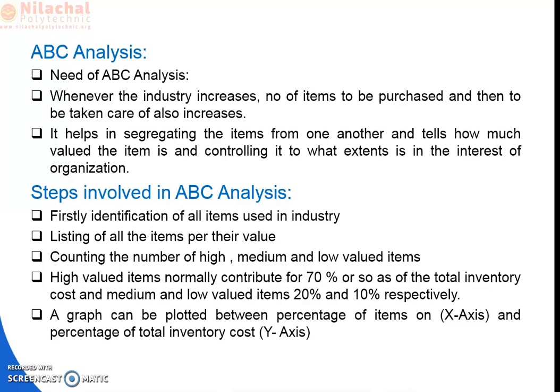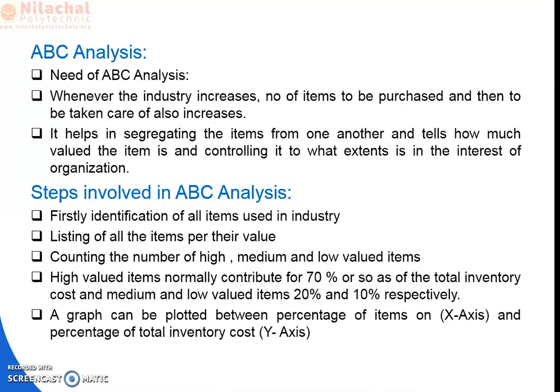There are different steps involved in ABC analysis. Firstly, we have to arrange the items. We have to identify all the items in the industry. Then list out all these items according to their value. Value means their price. Counting the number of high valued, medium valued and very low valued items, according to the price we have to categorize these items as high valued, low valued and medium valued.